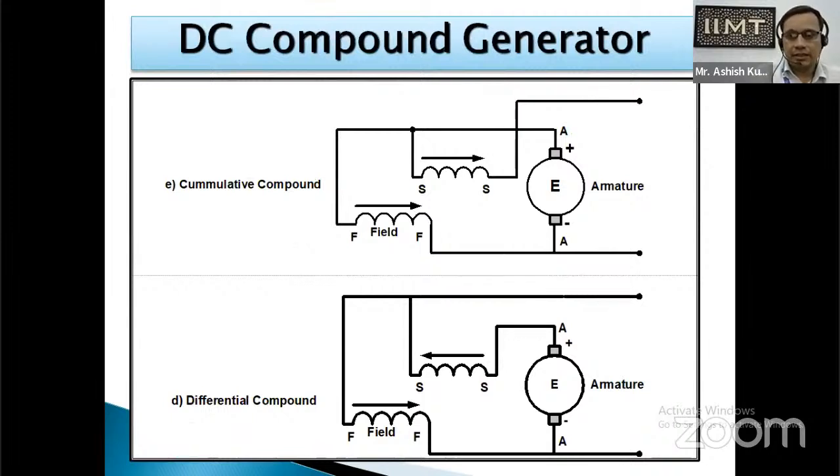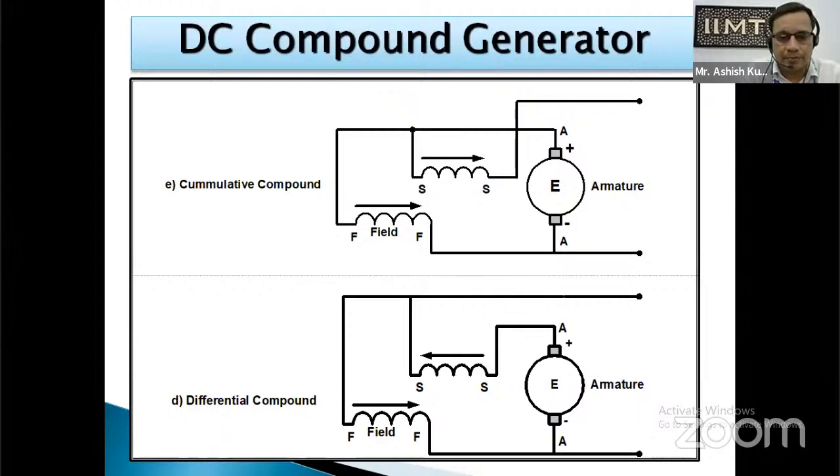This is the classification of compound machines according to connection. While according to the excitation, we can classify the DC compound generator into two categories, that is cumulative compound and differential compound generator. As the name suggests, cumulative is made up of accumulation. So in a cumulative compound generator, the flux produced by the series field winding and shunt field winding is in the same direction. So net flux is equal to the sum of the series field winding flux and shunt field winding flux. So it is known as a cumulative compound generator.